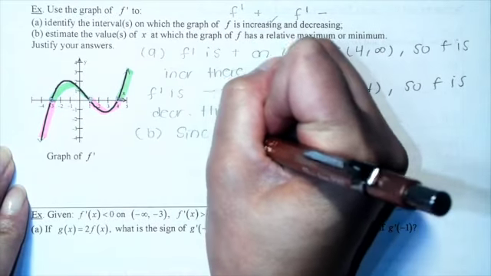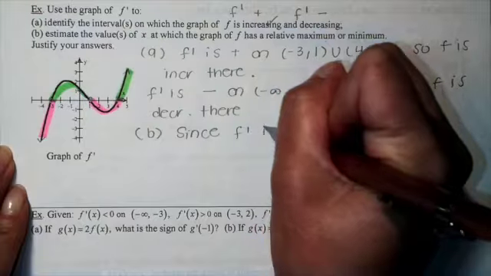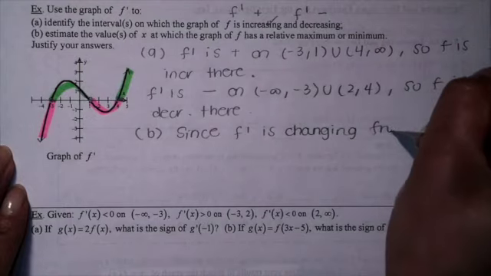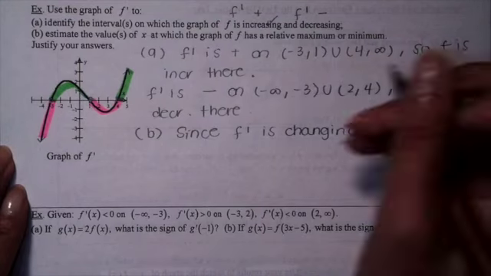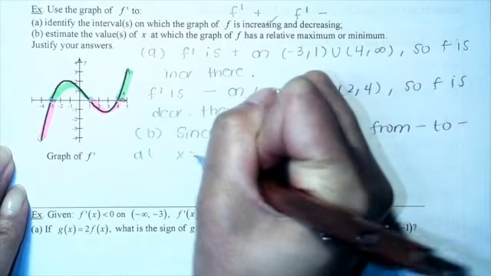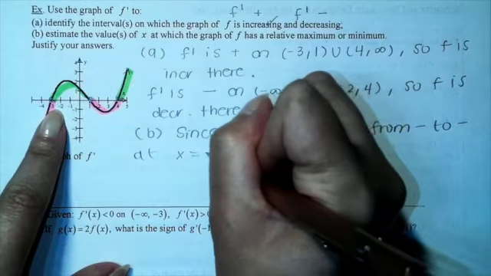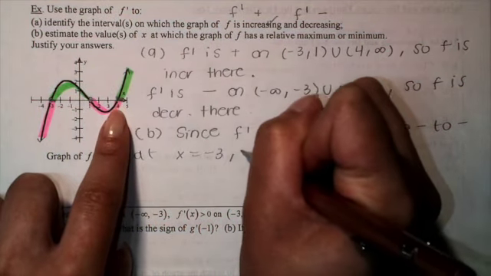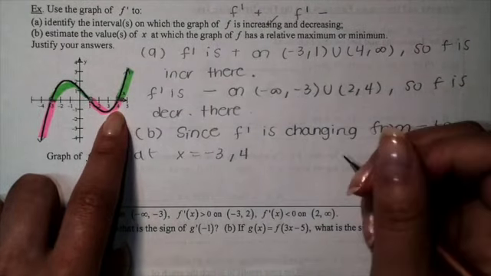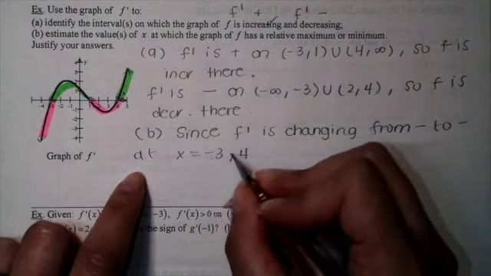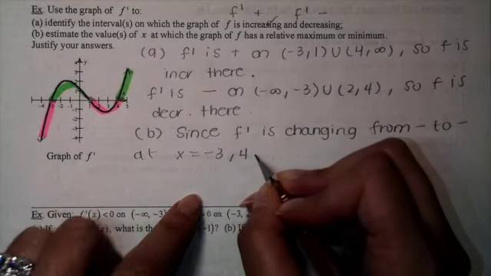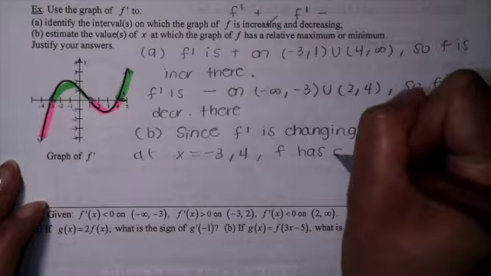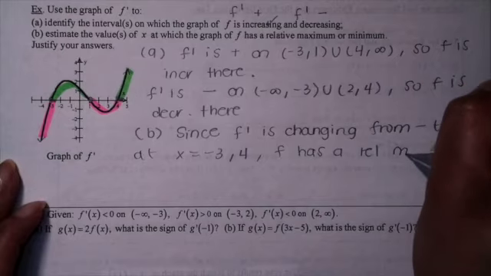Since f prime is changing from negative to positive at x equals, and you can see that this is happening at negative 3. It's also happening here at positive 4, excuse me. So you can put 4. You can say since it's changing at x equals negative 3 and 4, what can you say? So you can say that f has a relative minimum there.